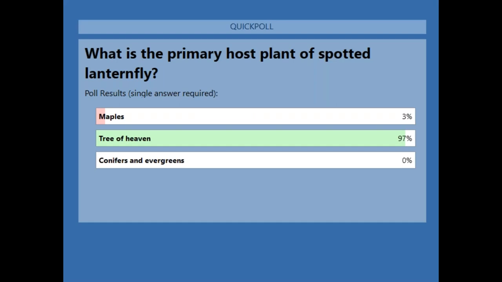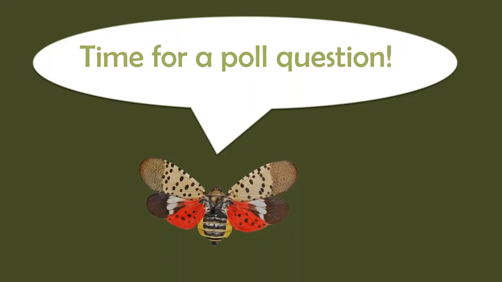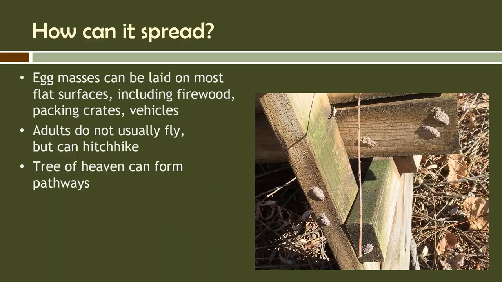3% said maple, 97% saying tree of heaven. So tree of heaven is the correct answer. All right, move right along.